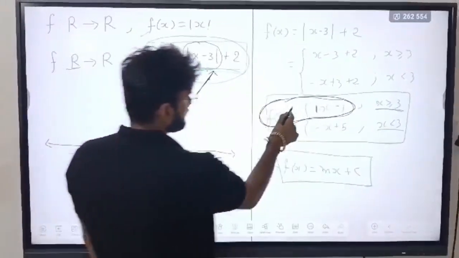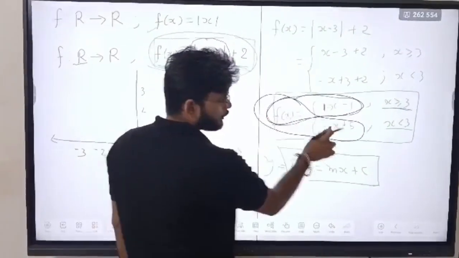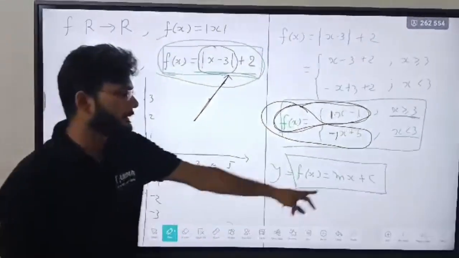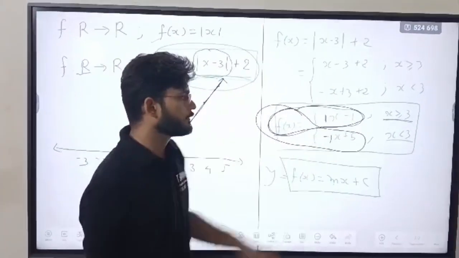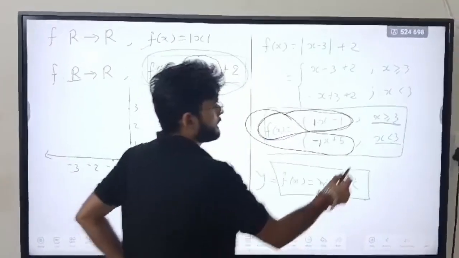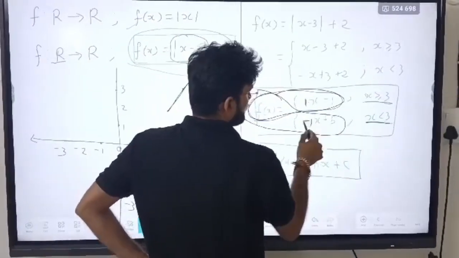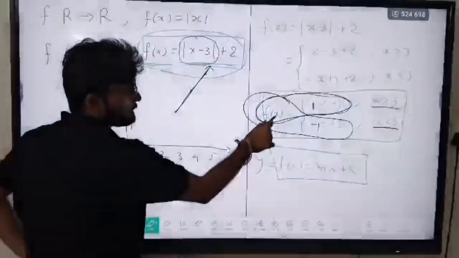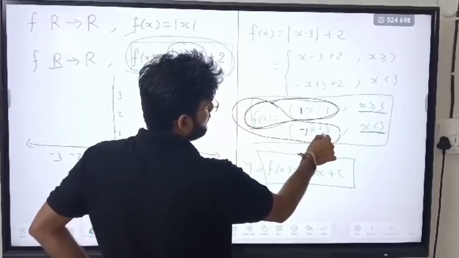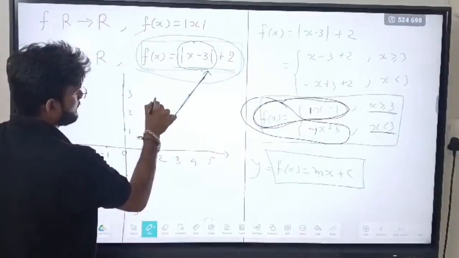Okay, now let us discuss this part. It is also of the kind y equal to mx plus c, where m is -1, which is a negative number. When the slope is negative, the straight line is of this kind. Let's see. Okay, we cannot put x equal to 3, but okay, let's put 2 and see. When we put x equal to 2, we get f(x) equal to -2 plus 5, which is 3. So on putting 2 we get the value 3. Okay, so this point is in our graph.